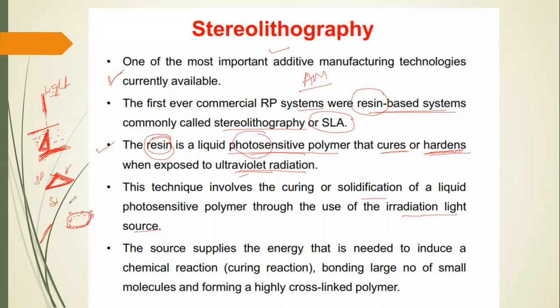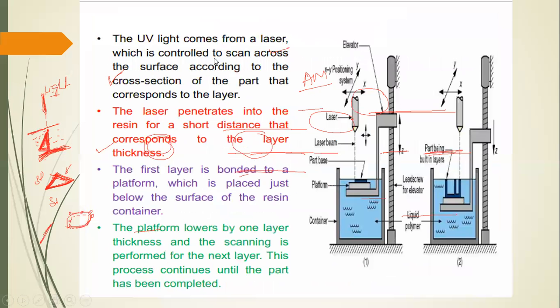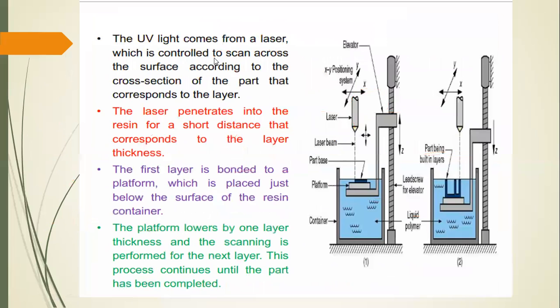So let me show how exactly the process happens in stereolithography. This figure shows how the stereolithography process takes place, figure 1 and figure 2. In figure 1, I'll explain the important parts of this process. As I told, the main important thing here is the liquid form of the resin. There is a container, and the container has the liquid polymer.